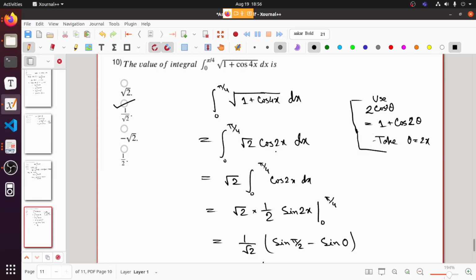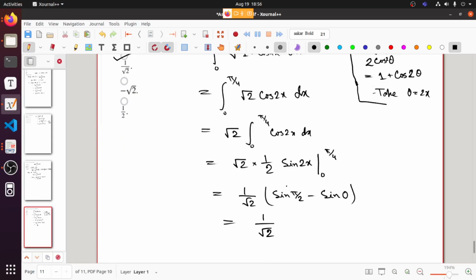So you have to just integrate this function. Because root 2 is a constant, it comes out of the integration. Cos 2x is the only function, and its integration is sin 2x, and because there is 2, it will be divided by 2. Now evaluate in the interval 0 to pi by 4. Put pi by 4 here: it will be sin pi by 2, and 2 with 4 gives 1 by 2. Minus, if you put 0, it will be sin 0. Sin 0 is 0, sin pi by 2 is 1. So we simply get 1 by square root 2.